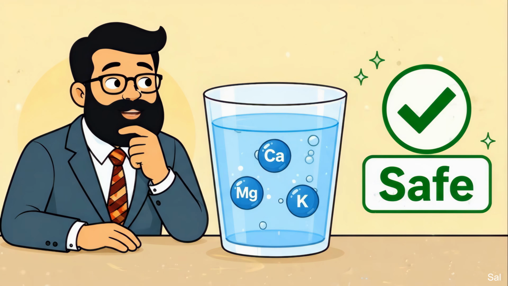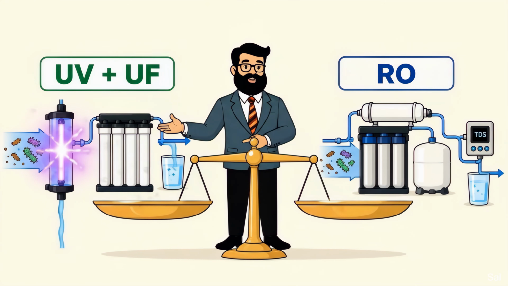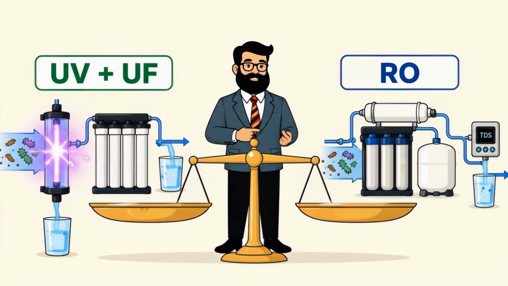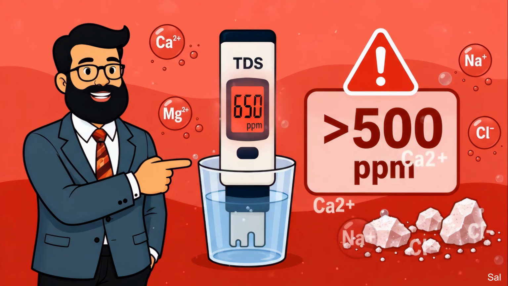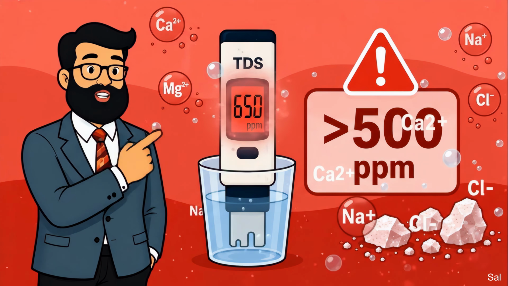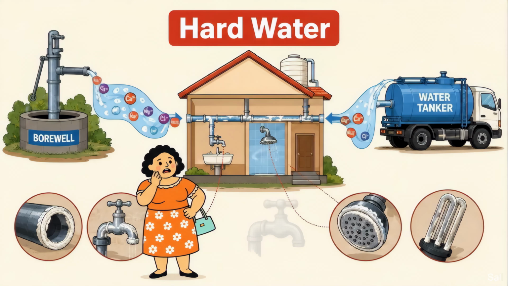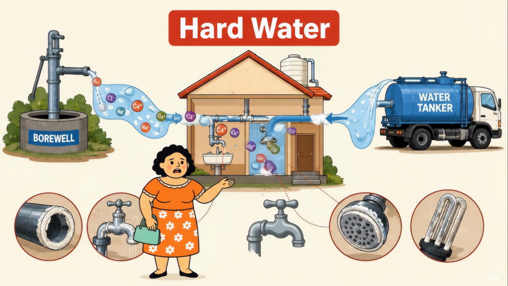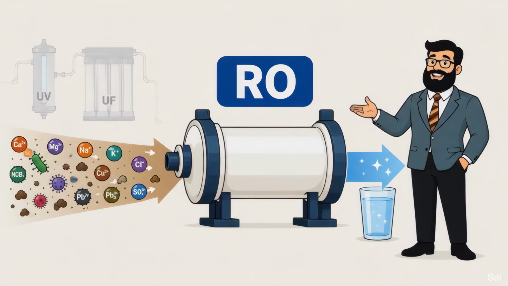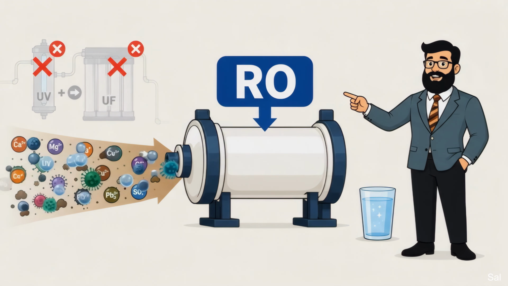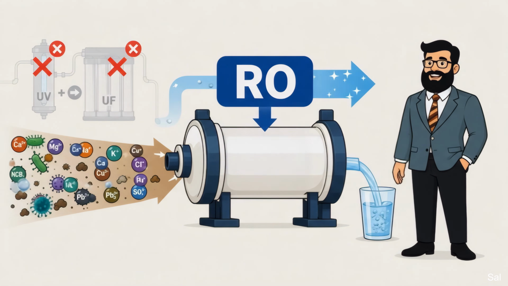If your TDS is between 300 and 500 ppm, your water is in a transitional zone. It might taste slightly heavy, but it is generally safe regarding mineral content. A high-quality UV plus UF system or an RO system with a highly precise TDS controller will work well here. If your TDS is above 500 ppm or up to 2000 ppm, your water is officially hard and brackish. It likely comes from an underground borehole or a private water tanker. This water will taste salty and cause scaling. In this scenario, an RO purifier is mandatory. No amount of UV or UF filtration can lower the TDS or remove the heavy metals.